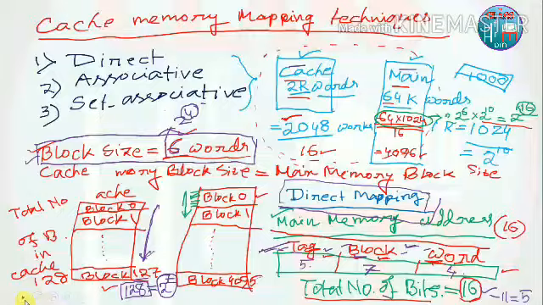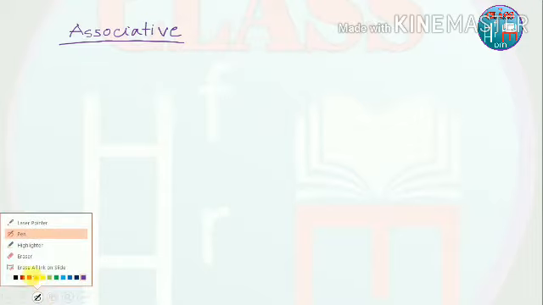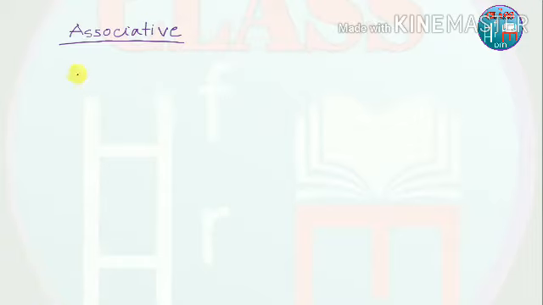Now if we go for the associative mapping, then what will be the scenario? If we go for the associative mapping, then what will be the main memory address fields? So you have to calculate the main memory address fields.